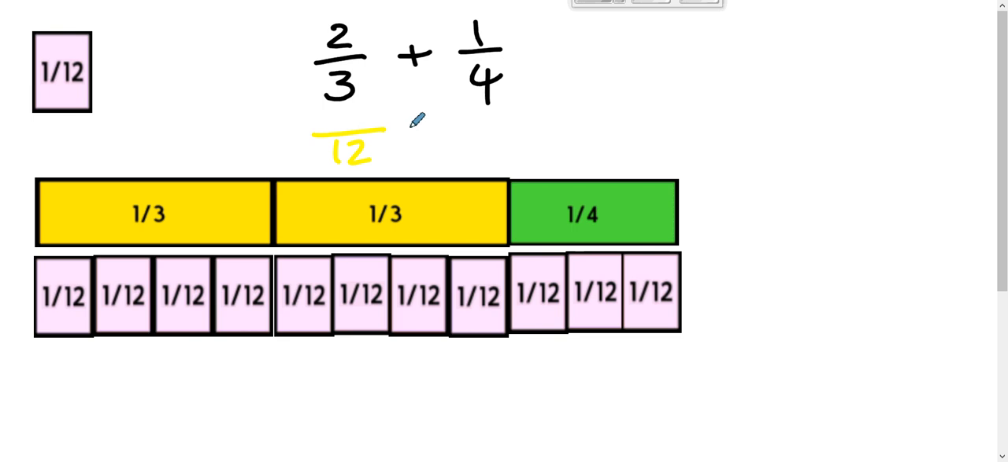We can get a number of 12ths here, and we can compare in this way. So there are 1, 2, 3, 4, 5, 6, 7, 8 12ths in the 2/3, and there are 3 12ths in the 1/4. And so it appears that there are 11 12ths in the 2/3 plus the 1/4.